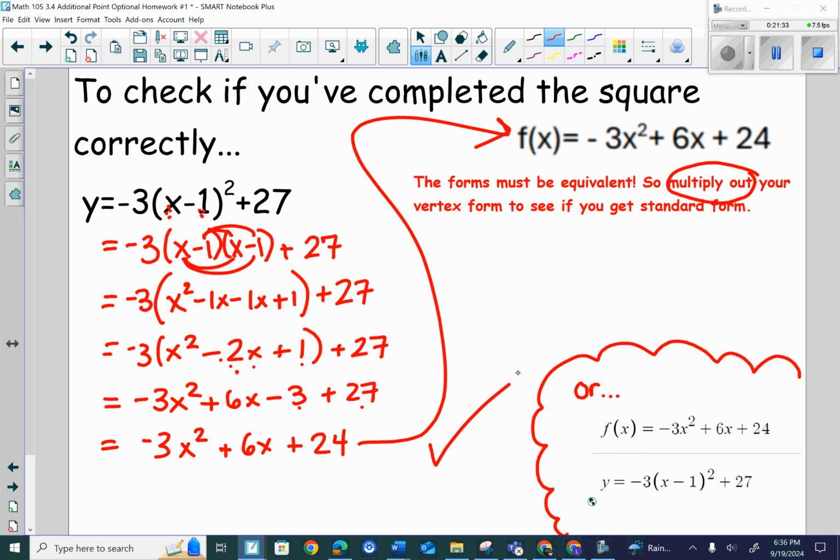Alternatively, if you don't have to show any algebra or you have decimals nearby, you could graph both of them and see if they are the same.